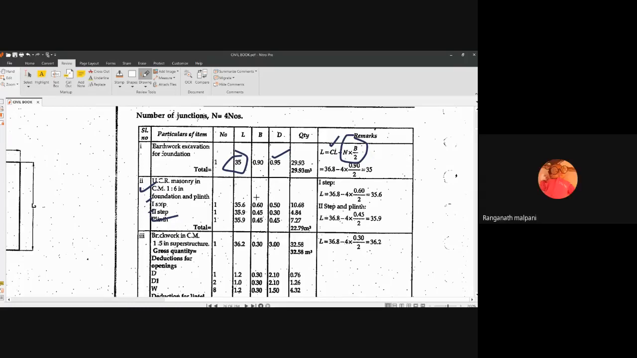0.6. Next, 0.45, sir. Third, 0.45, sir. Is it clear for everyone? Yes, sir. 0.6, 0.45, 0.45. What are the respective depths? 0.5, 0.3, 0.45, sir.